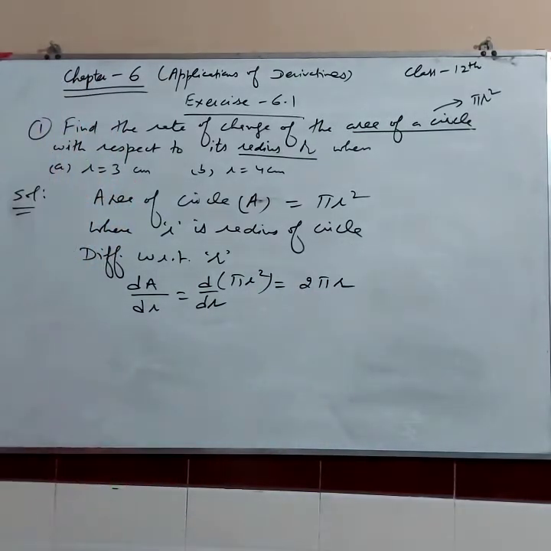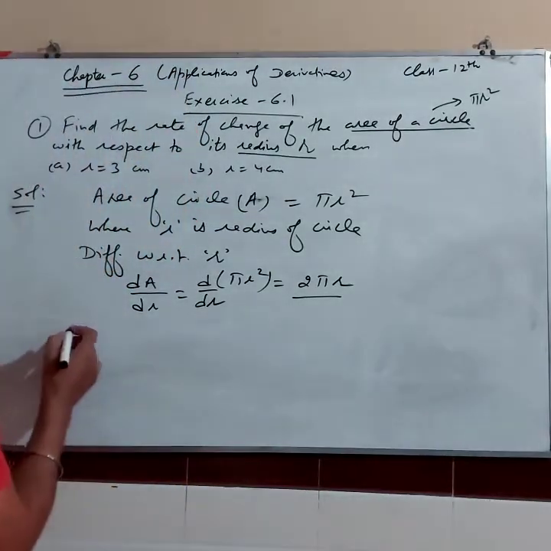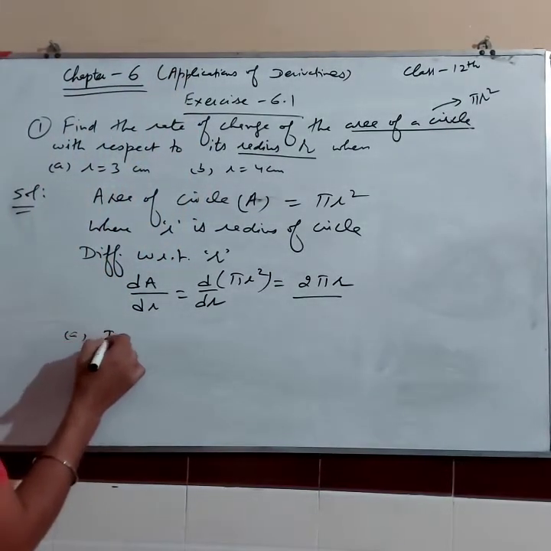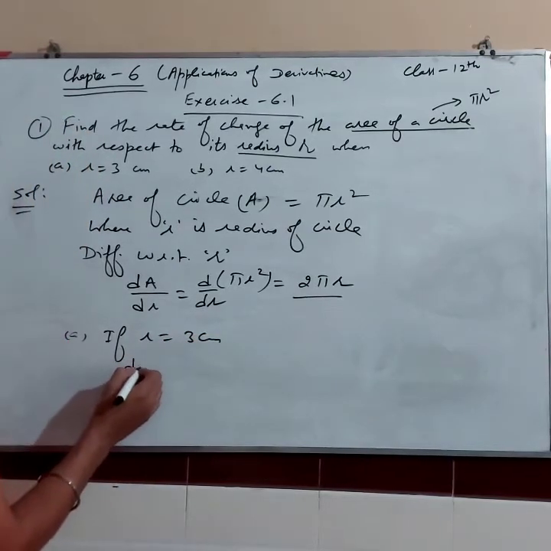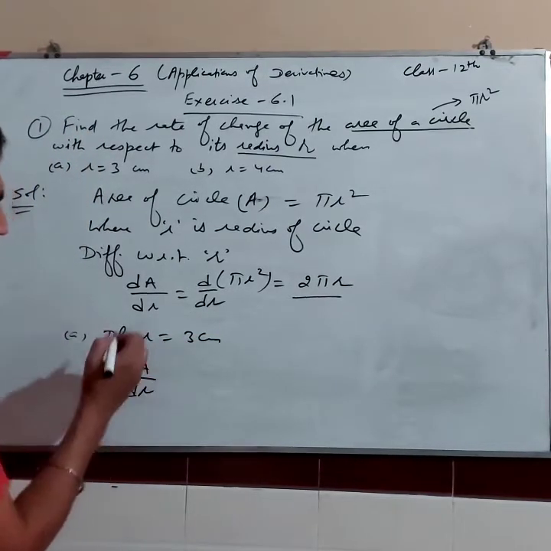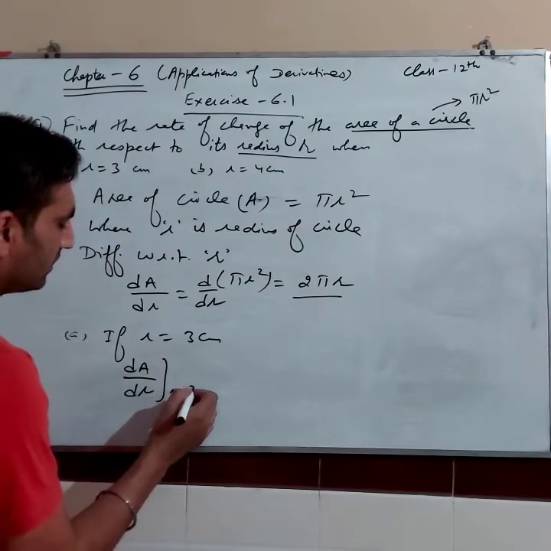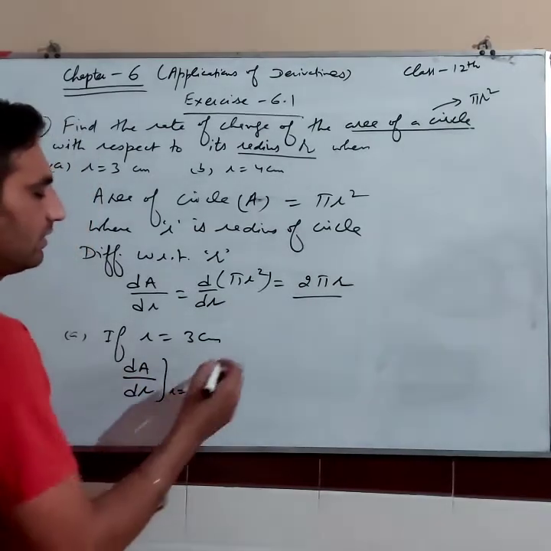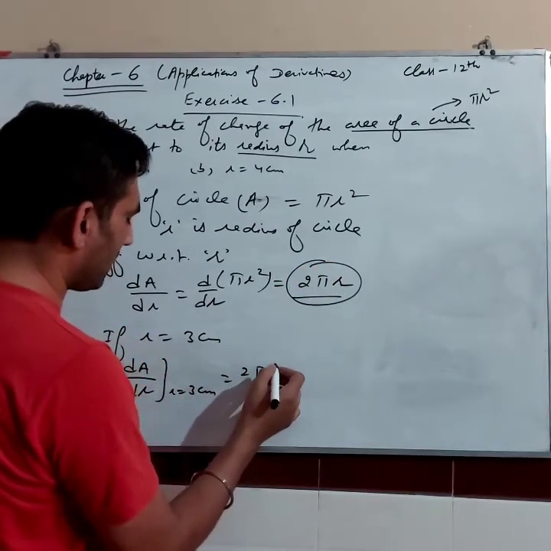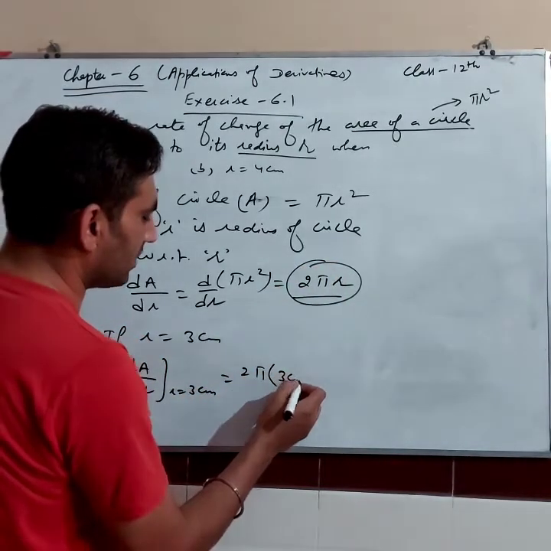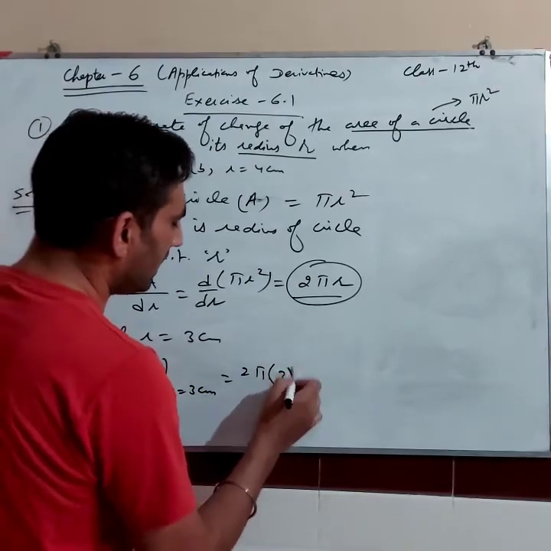So this is rate of change of area with respect to radius. Part A: if r equal to 3 centimeter, then what is rate of change of area with respect to radius? So dA over dr at r equal to 3 centimeter. It will be, use this 2 pi r. 2 pi r means 3 centimeters, or just write 3, and units.